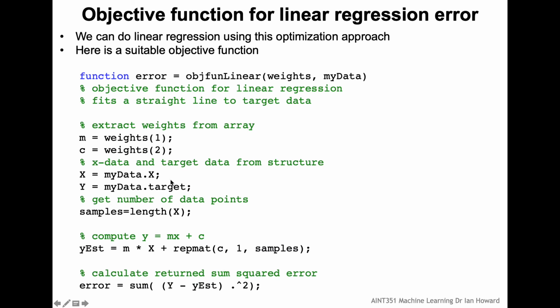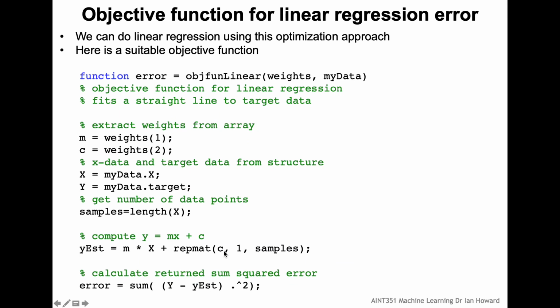So what I need to do now, in my objective function, is this: I've got my data set coming in, and I've got my m and my c coming in. I want to compute my predicted y given the x's that are coming in from the data set. So I say y equals mx plus c, so m times x plus c.